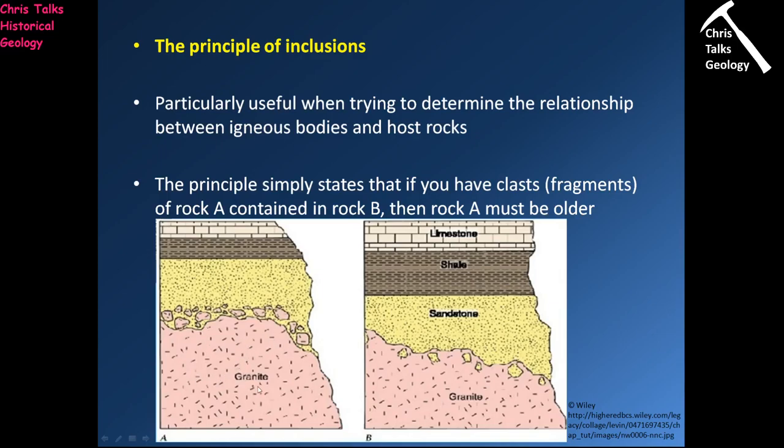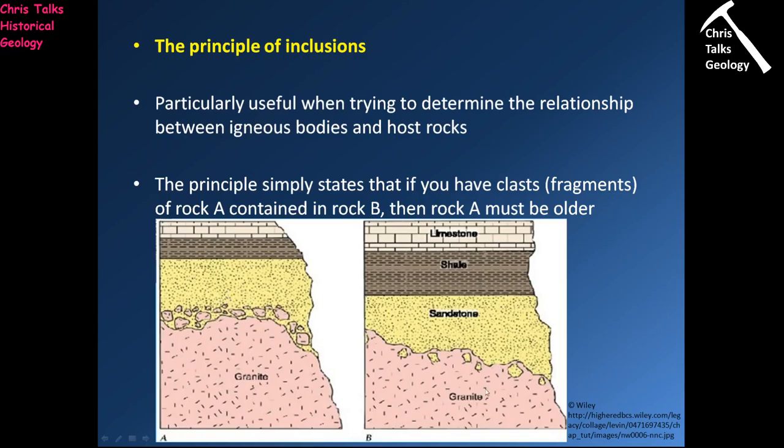In example A, we have a granite down here in pink, we've got a sandstone in yellow, a mudstone in brown, and the limestone in this kind of creamy grey colour. What we can see here is that the sandstone, the yellow layer, contains pieces of the granite, the pink layer. So we can see the clasts, the fragments of granite, contained within the sandstone. Well, in order for those pieces of granite to be in the sandstone, clearly the granite must have been there first, it must have been weathered to create the fragments, and then they became incorporated into the sandstone. Therefore, the granite is older than the sandstone.